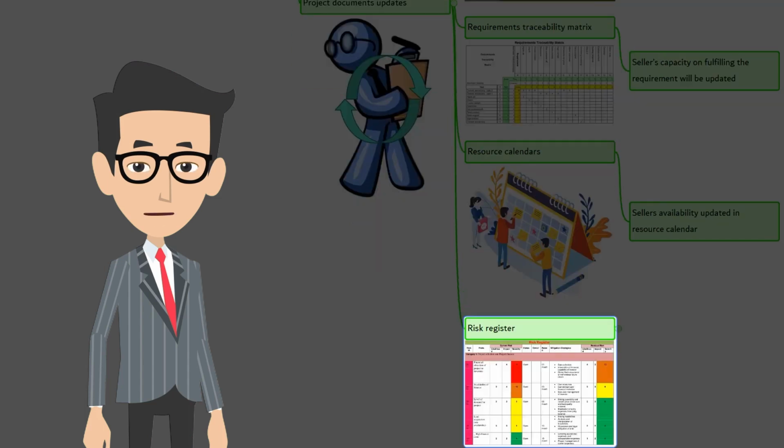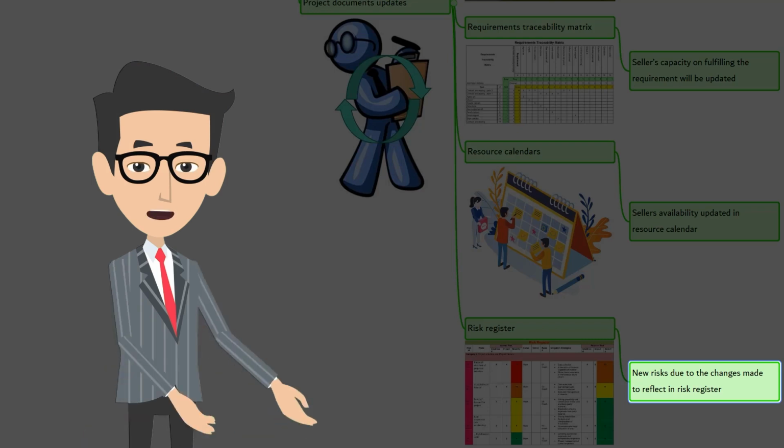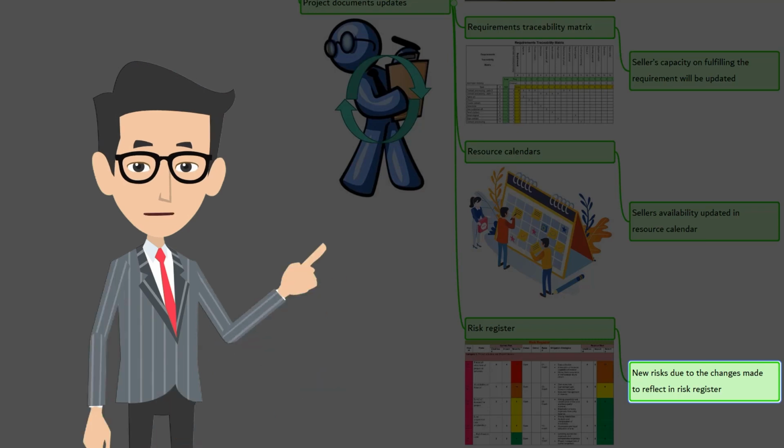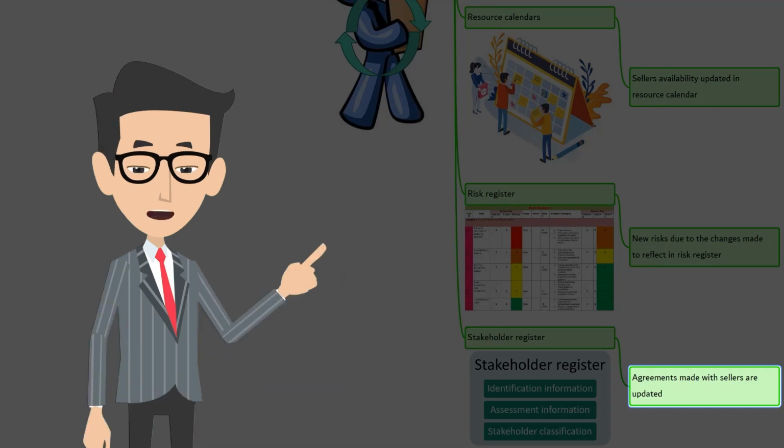Risk register. Each approved seller will have their own list of risks. Any change made during the contract process may introduce new risks and may change the existing risks. All this information should be reflected in the risk register against each seller. Stakeholder register. As an output of conduct procurements, the agreements made with the sellers are updated.